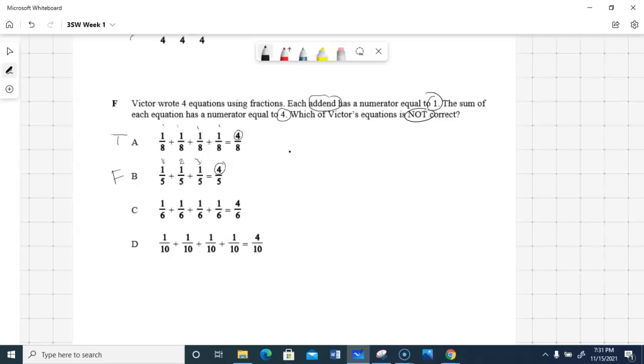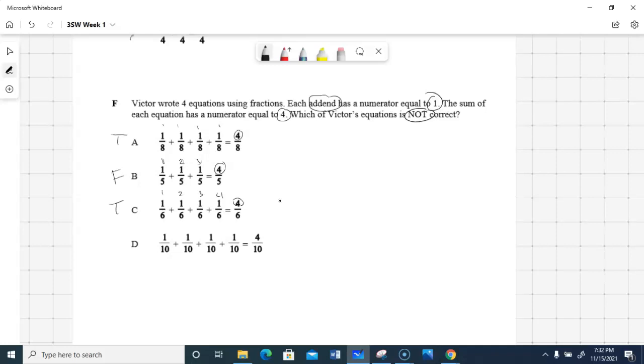Answer choice C says 1/6 plus 1/6 plus 1/6 plus 1/6 equals 4/6. Looks like all my addends have a numerator of 1, and my sum has a numerator of 4. And it looks like we added the denominators right, because they all have a 6 as the denominator, and the answer has a 6 in the denominator. I've got 1, 2, 3, 4/6, and that does look like a true statement.